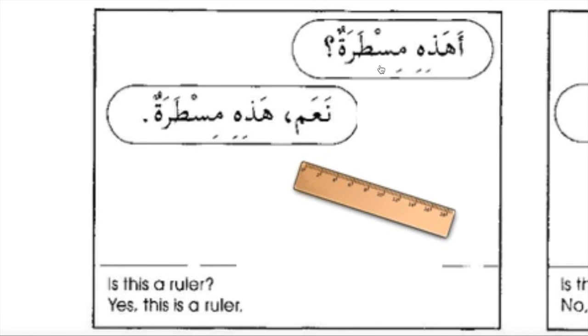Ahadihi mistaratun. Is this a ruler? Or you can say, oh yes, this is a ruler. So how do we say yes in Arabic? Say naam. And then you have to give a right answer. Naam, hadihi mistaradun. Yes, this is a ruler.